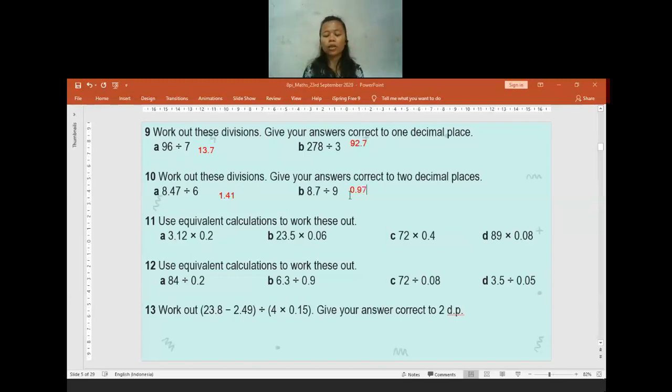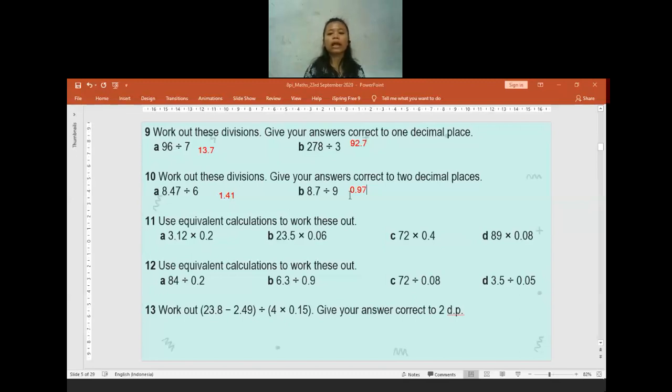Any different answer or any confusion? Especially for those who are not replying to me through the chat box. Any confusion? No? Okay. If you have no confusion, I will continue to question 11.